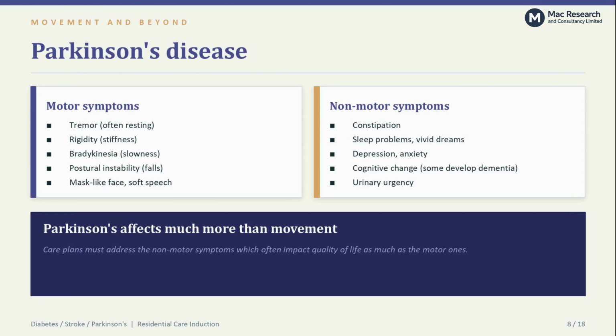Constipation, very common, often present years before motor symptoms. Sleep problems including REM sleep behavior disorder, vivid violent dreams. Depression and anxiety more common in PD than in age-matched populations.